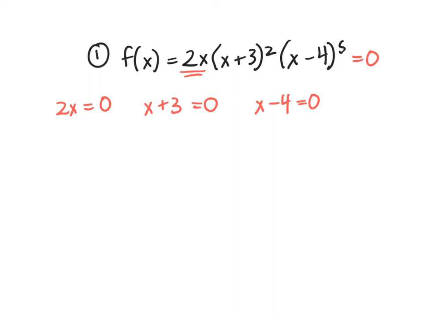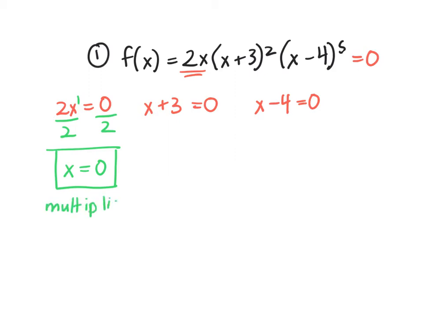We're going to solve each of our equations, so we want to get x by itself. For my first one, we're going to divide both sides by 2. And when we do that, we get x equals 0, and that's going to be my first zero. Now, in order to figure out the multiplicity, I want to look at what exponent is on that factor. This one has x to the power of 1, so my multiplicity of this one is going to be 1. So I'm going to say it's a multiplicity of 1.